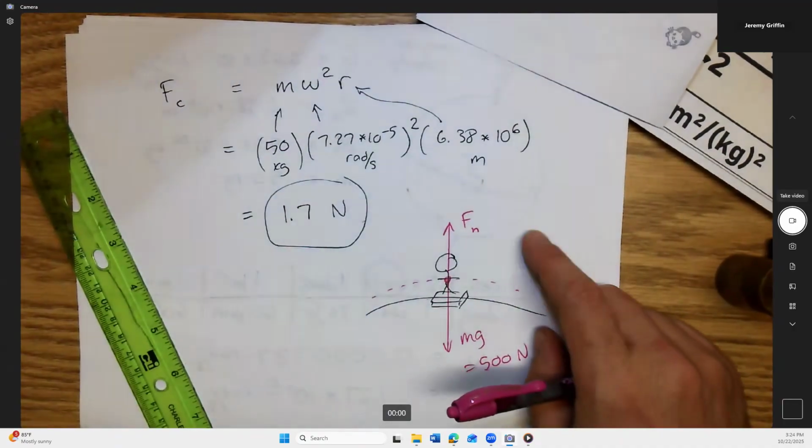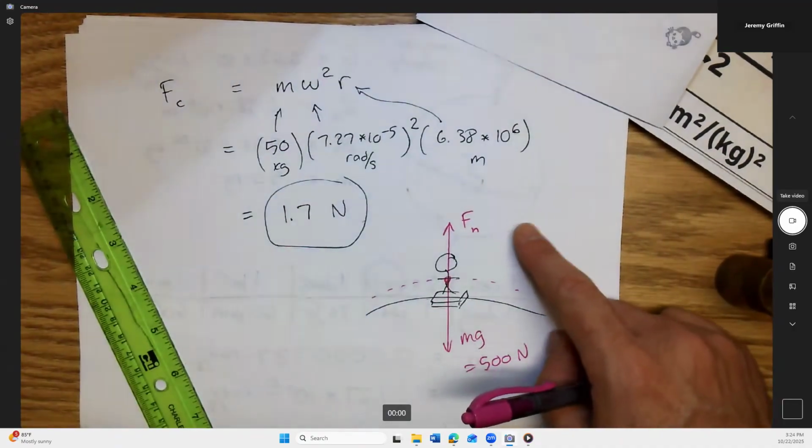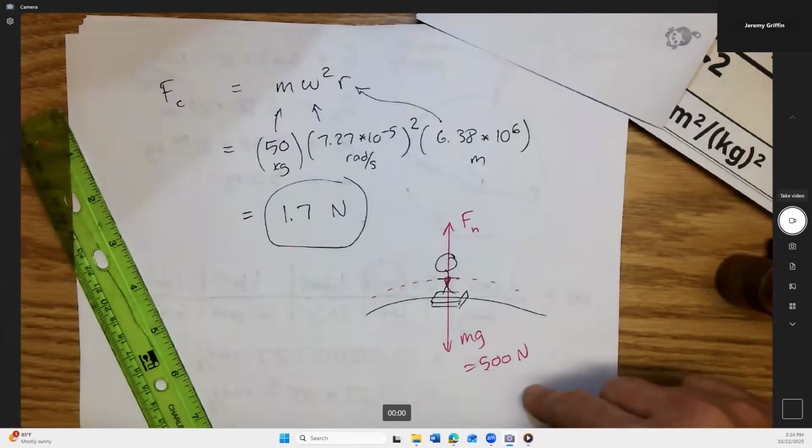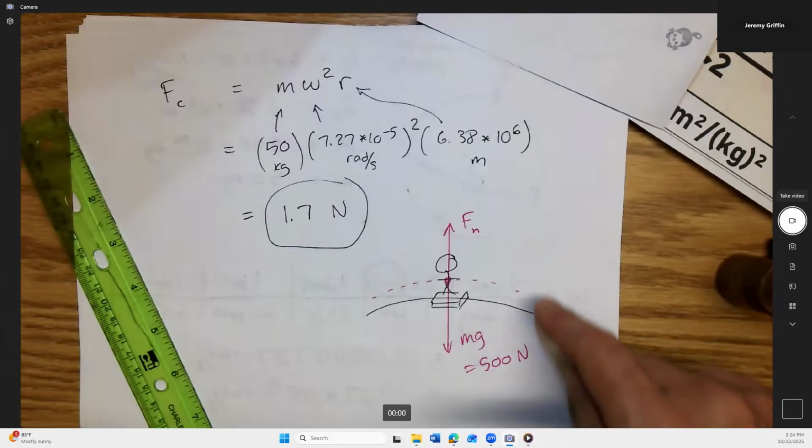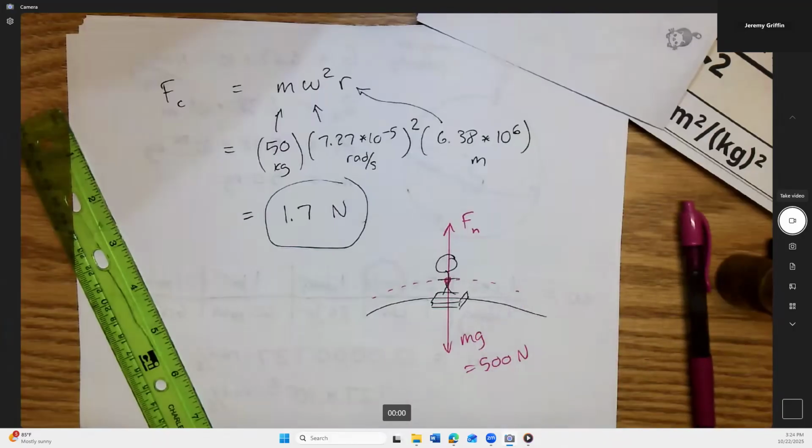I got a follow-up question for you guys. This 500 newton person standing on a scale on the equator as the Earth is rotating, the scale doesn't actually read 500 newtons. How much does that scale actually read? I want somebody to figure this out. Somebody get it before I walk around the classroom. How much does that scale right there actually read?